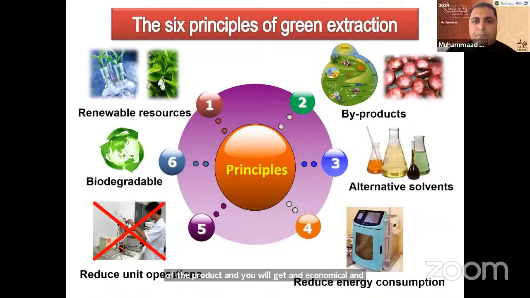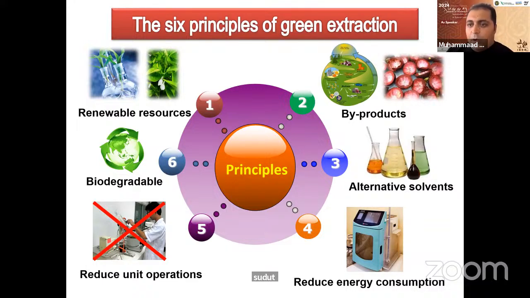an important parameter. There are 6 principles for green extraction. Number first is you have to use a renewable source. As I earlier discussed, you have to use that part of the plant which can regrow in the next season. For example, if you use the root, the root cannot regrow, and it will harm the plant. And finally, if you continuously use the root of one plant, the plant will disappear from the planet. So you have to select the renewable part like the leaf, the flower, or the fruit.